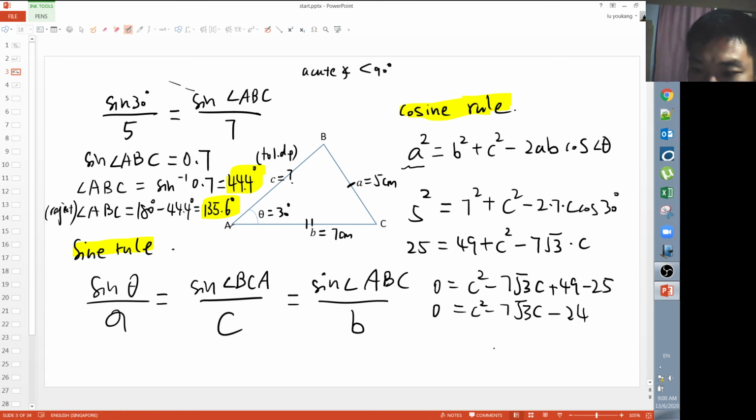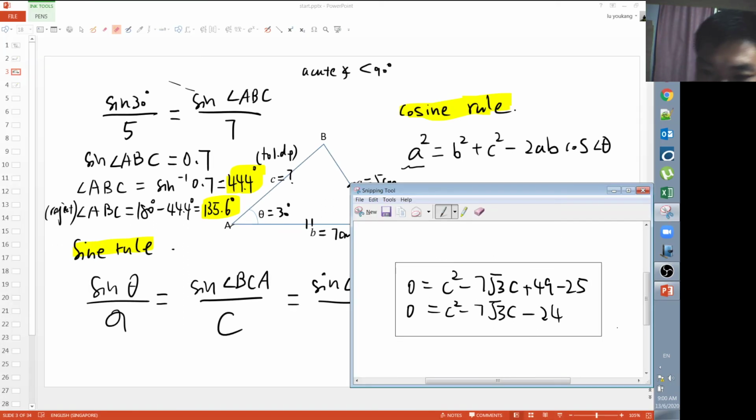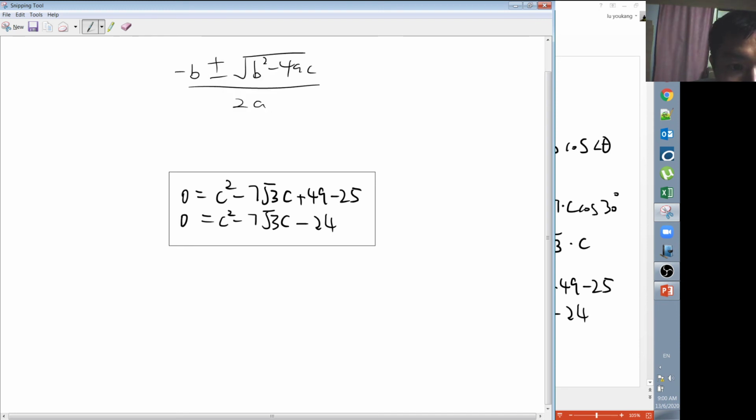I hope you still remember how to solve quadratic equations. You still remember? Yes or no? No, right? It's okay. You can actually make use of your formula. So the formula for quadratic equation is x equals minus b plus or minus the square root of b squared minus 4ac, over 2a.